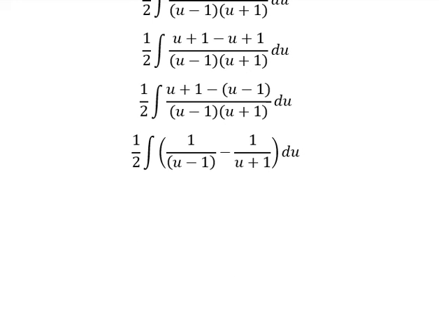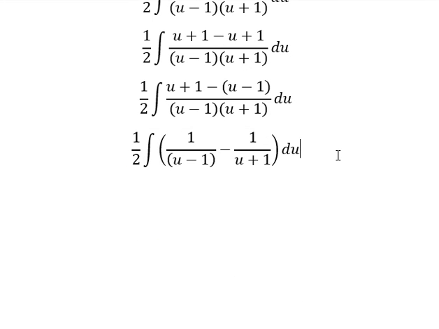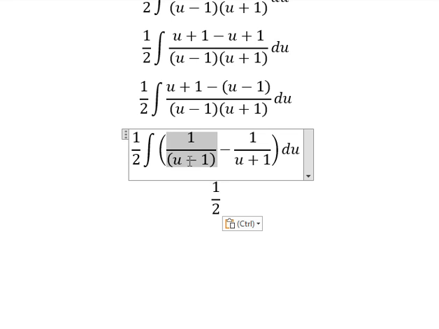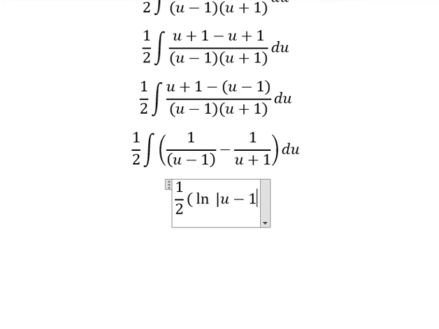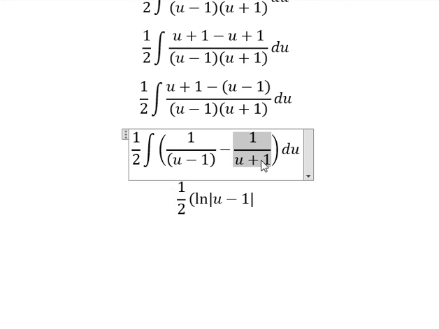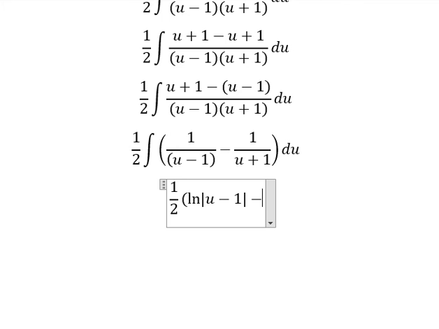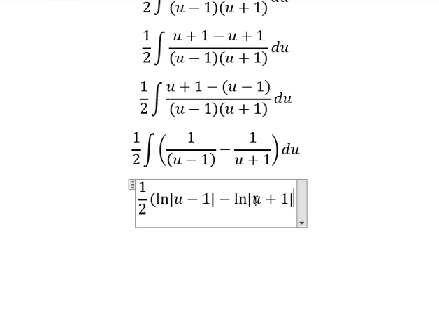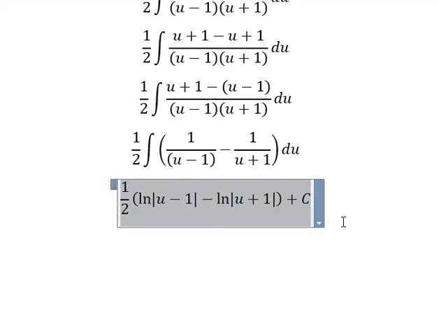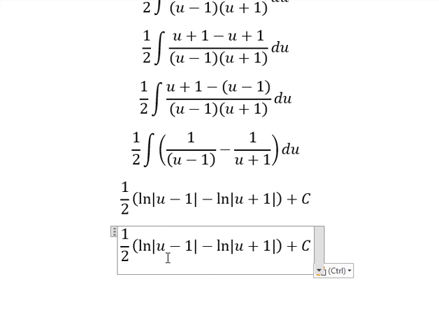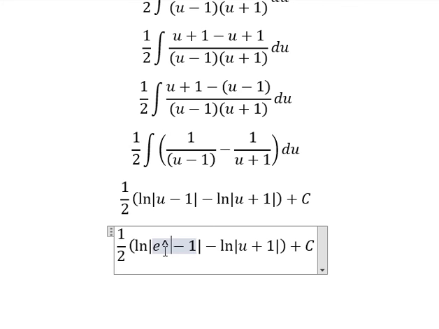And now we have the final answer. The integration of 1 over u minus 1 gives ln of the absolute value of u minus 1. The integration of this one gives ln of the absolute value of u plus 1. And then I will put plus c. And u is e to the power of x.